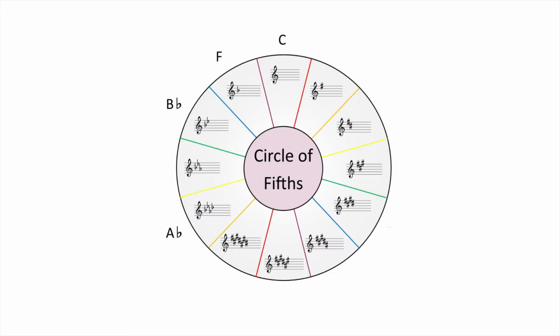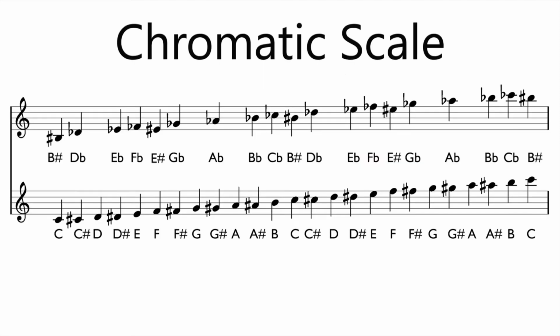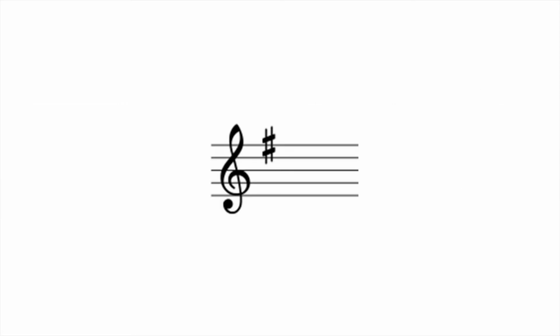Now let's look at sharps. For these, all we have to do is look at the last sharp that was added and go up a half step. That's one note higher on our chromatic scale, such as from C sharp to D. So if we have one sharp in the key signature, F sharp, then we go up a half step from there and we have G.